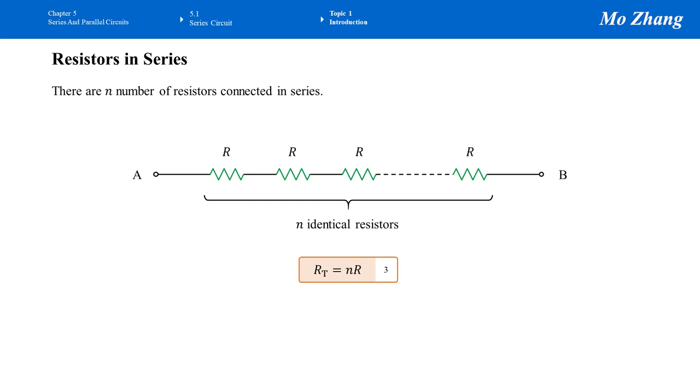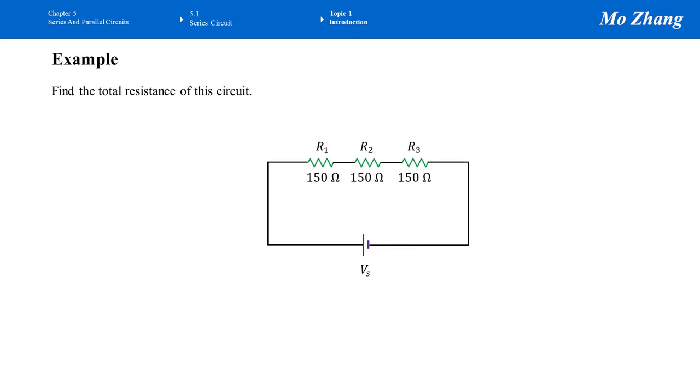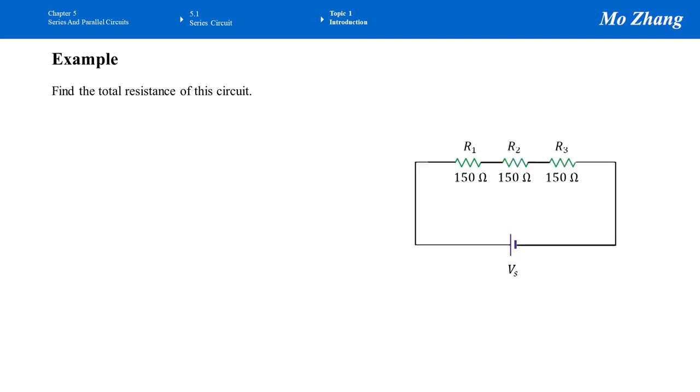Here we have another example. As you can see, three resistors, R1, R2, R3 connected in series. They are the same resistors. Each of them is 150 ohm. The question is, what's the total resistance of the system? So put the circuit to the side, and then we use the correct formula. We can use the general formula as well, but this one is easier.